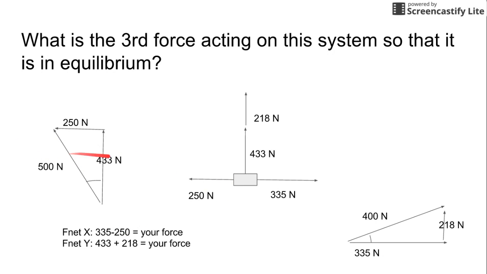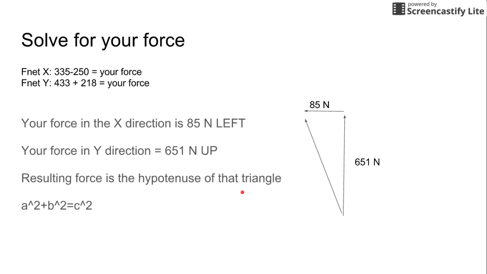Now, with these forces that were already on the block, there are two vertical forces, 433 up and 218 up. That's going to give you a total of whatever that sum is, 218 plus 433. That's going to equal your force as well, except your force is going to go down to cancel out these two upward forces. So, revamp this. The net force in the x is 335 minus 250. All right, 651 newtons is your force, because that's what you need to apply in order to cancel out those forces from the previous problem.